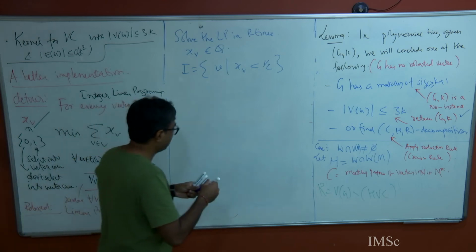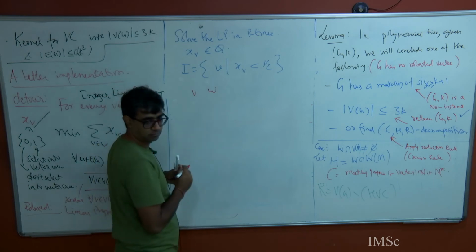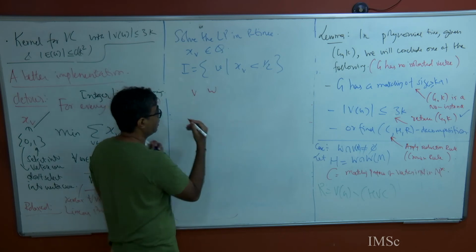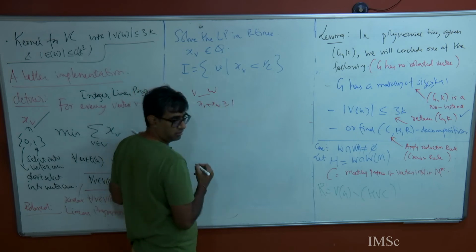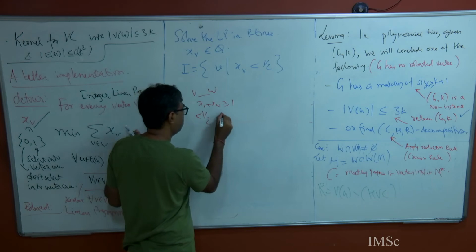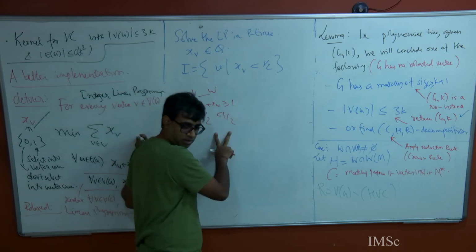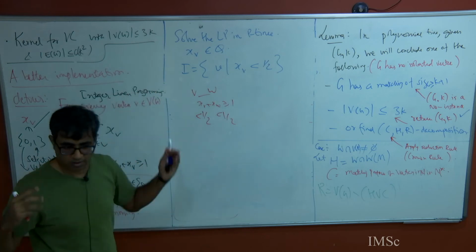Because how can you have an edge between 2 vertices in I? Look at v and look at w. What if they had an edge? What is the constraint? x_v plus x_w is at least 1. But x_v is less than half, x_w is less than half. Can they sum up to 1? So this is definitely an independent set. So this is why the symbol I.